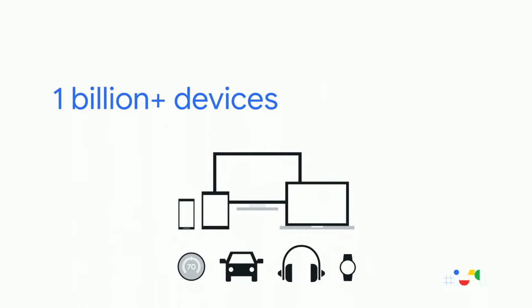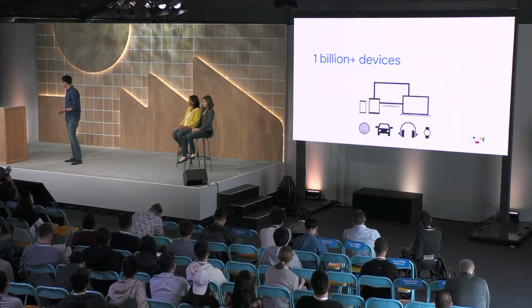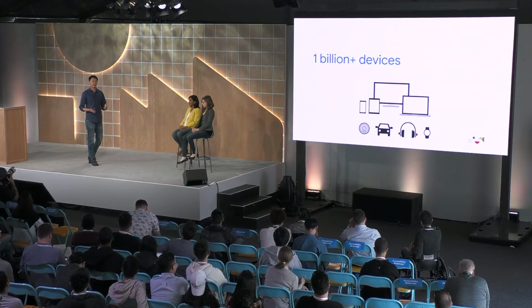One of the great things about building for the Google Assistant is that it's available on over 1 billion devices, ranging from smartphones to speakers to smart displays, watches, even cars. I really love that you can build your action once and potentially have it available on so many different devices. Now, building for all these devices doesn't need to be difficult.